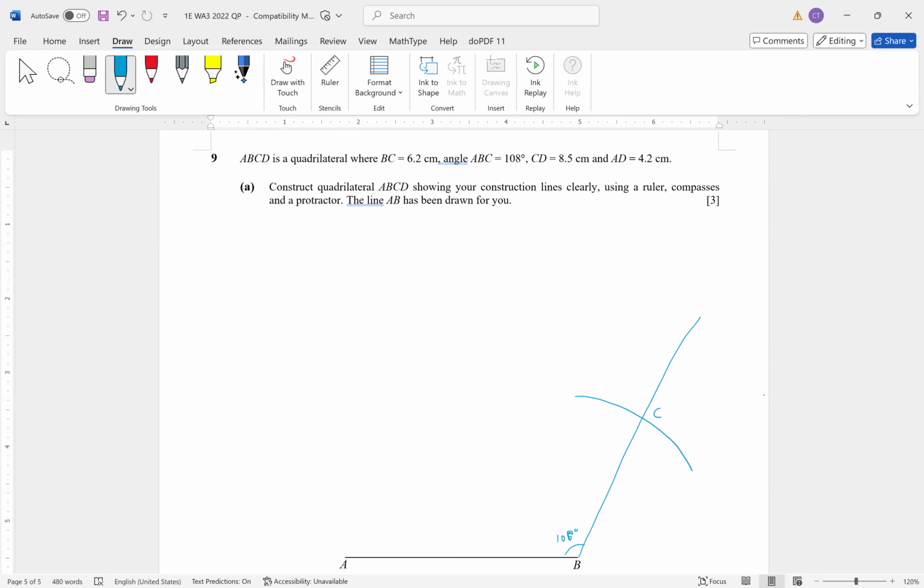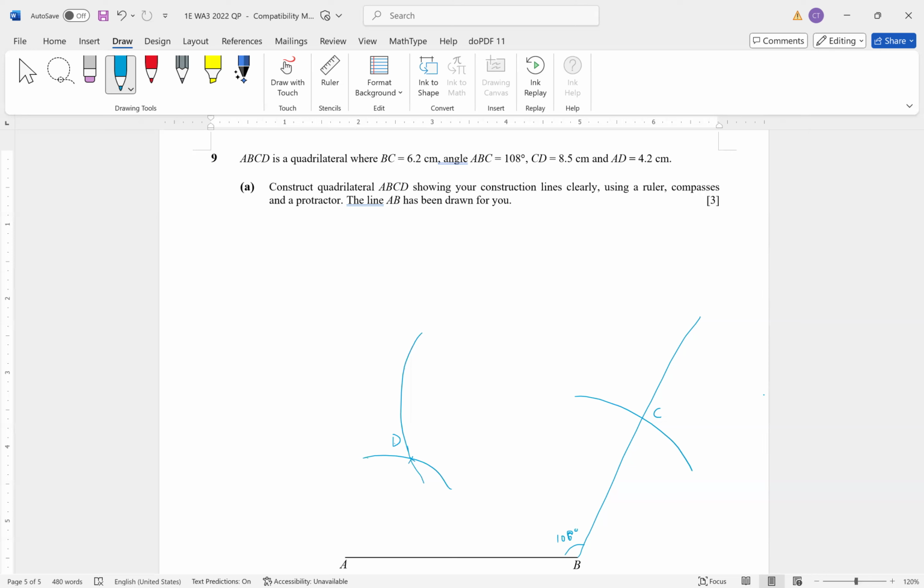Then they give us CD. So I can open up my compass to 8.5, then draw another arc, maybe something like this, over here. After that, I do the same for AD, but now I open smaller, to 4.2, so maybe I get an arc like that. These two arcs will intersect here, and this point is going to be D.